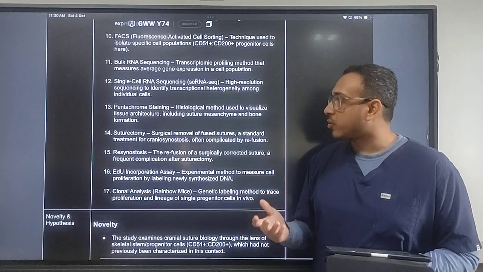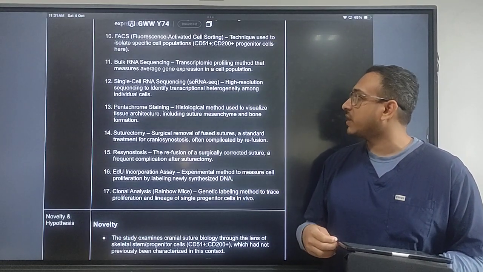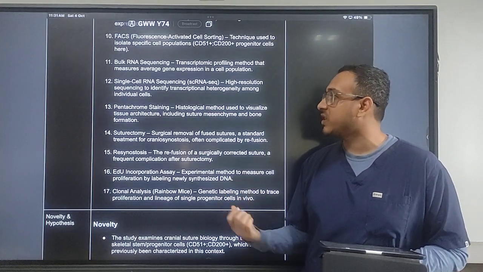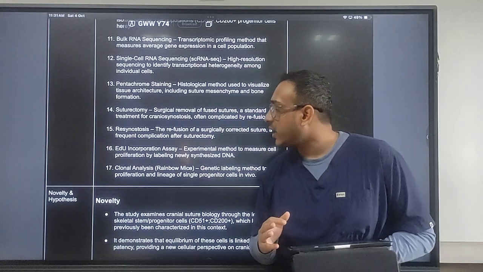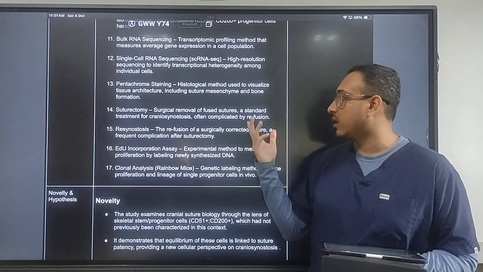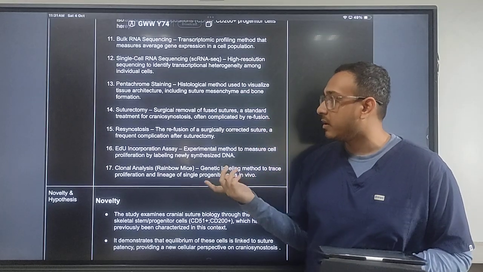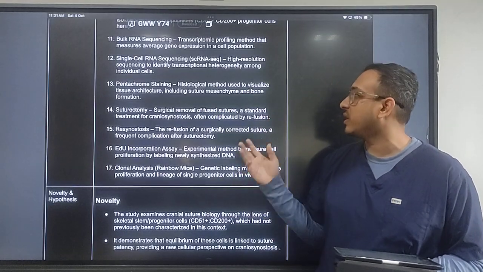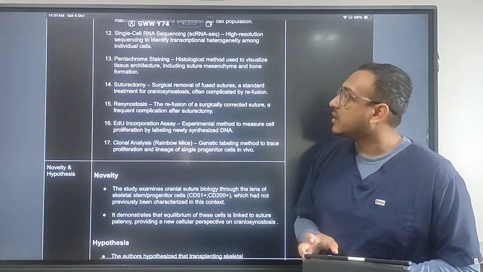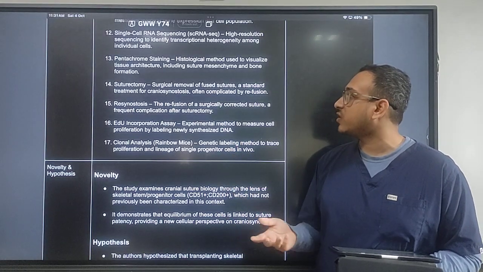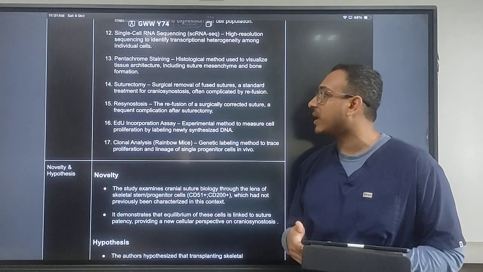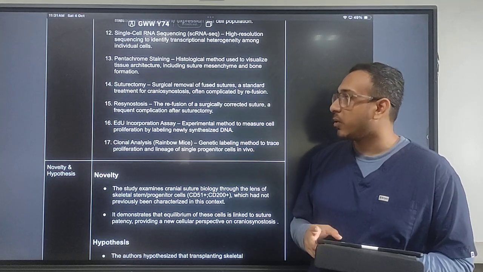The pentachrome staining is a histological method to visualize the tissue architecture including suture, mesenchyme and bone formation. The suturectomy is surgical removal, a standard treatment for craniosynostosis. Here they did it in mice. And the resynostosis, the refusion of the surgically corrected suture, is a frequent complication after suturectomy.